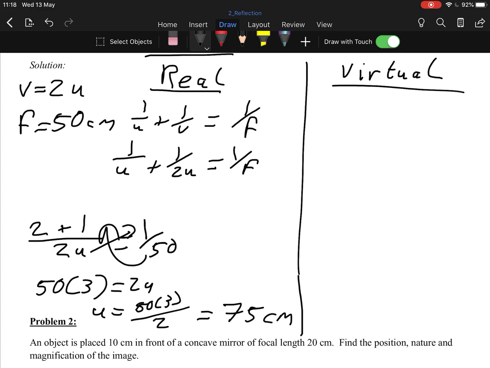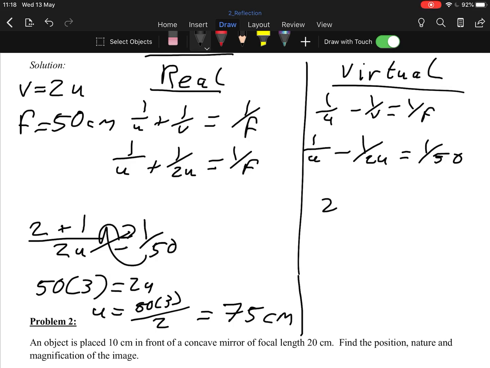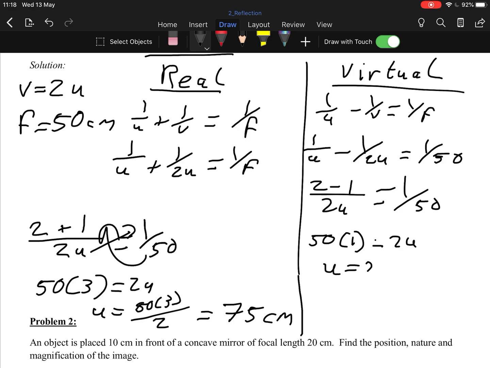And for virtual, same equation, 1 over u minus 1 over v equals 1 over f, okay? And 1 over u minus 1 over 2u equals 1 over f. So this time, actually, I'm going to just sub in my 50 because we know f is 50. Now, we do the same thing again. So 2u is our common denominator. U goes into 2u twice. 2u goes into 2u once. The minus goes to the top line. So this time it's going to be slightly different. So it's going to be 50 times 1 equals 2u. So obviously u is going to equal 25.